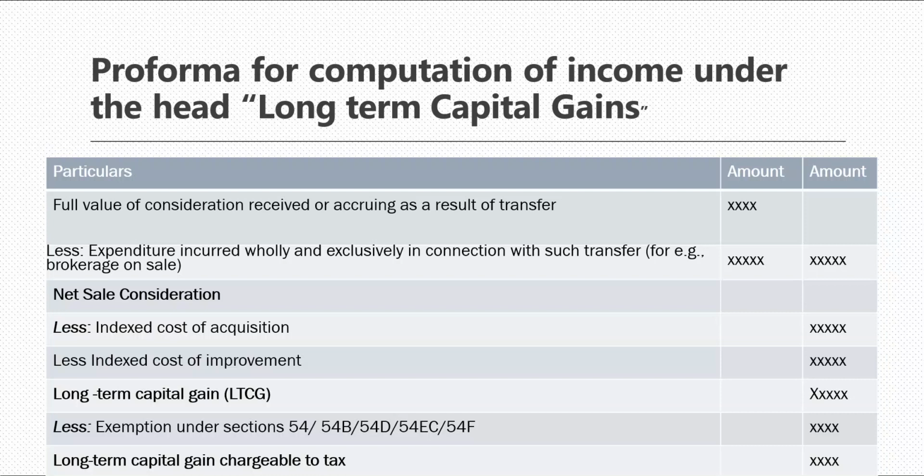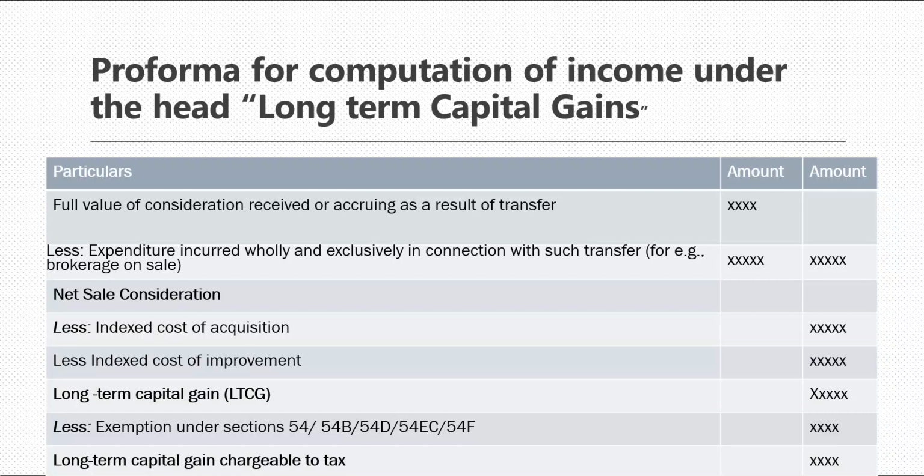Then, if you still want to save and you don't want to pay, there are exemptions. There are some more exemptions. Under section 54, you can buy another house, or you can invest in capital gains bonds. So we'll discuss that later, in the second part of it. So the resultant will be long-term capital gain.